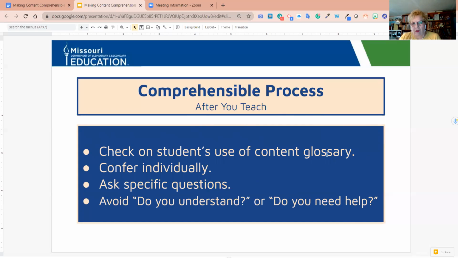After you teach, you want to look and see that the students are using their content glossaries, that they're using the tools that they have. You want to speak with them individually, ask specific questions, and avoid saying things like, do you understand, or do you need help? Because they'll just say yes or no, but be more specific. It's like, I noticed that you did this in your lesson. Can you tell me why you included these words, or what you meant when you said this? So get specific with your questioning so that they have to speak back and really elicit their input.